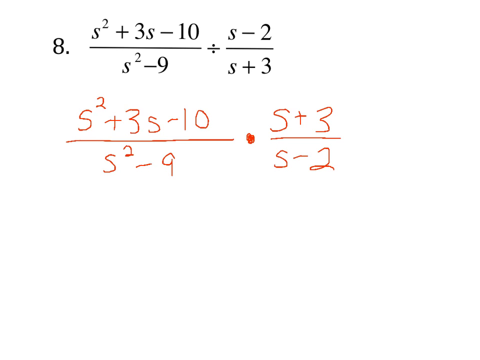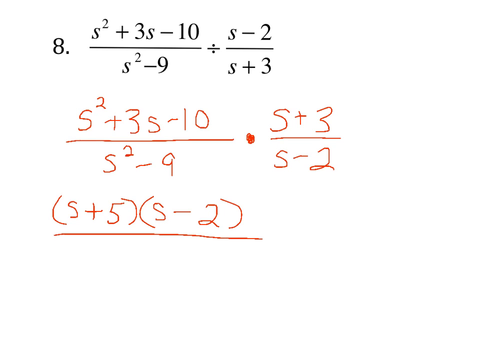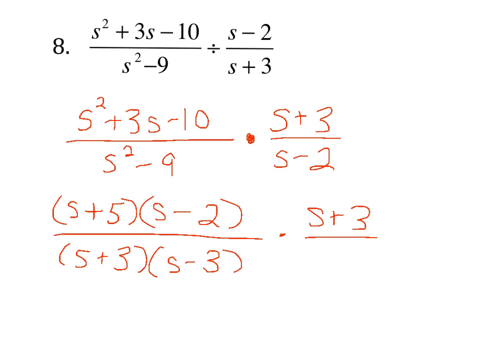So if I factor the numerator of the first fraction, I'm going to have s, and if we have a negative 10, we'll need a 5 and a 2. And since we have a positive 3, we'll want a positive 5 and a negative 2. S squared minus 9 is a difference of squares, so it'll factor into s plus 3 and s minus 3. And we cannot factor the second fraction, so we'll just leave it be.